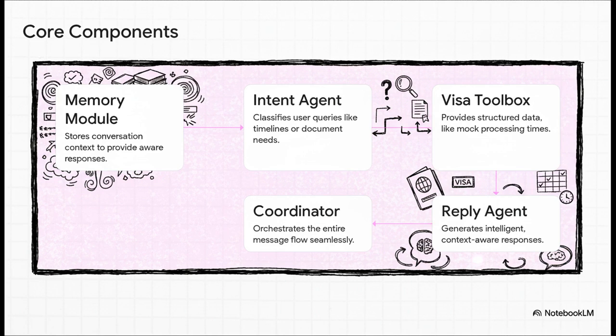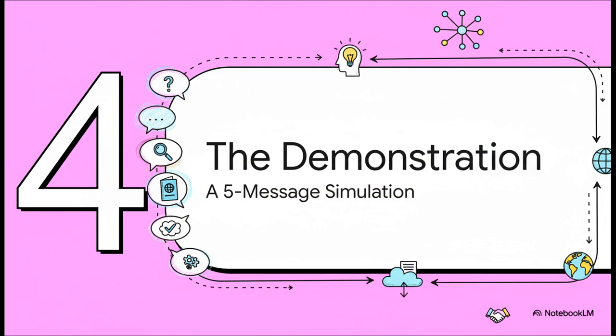Now, when you send a message, it first hits the intent agent. This is the brain that figures out, okay, what does this person actually want? Are they asking about how long it takes, what documents they need? Then, if it needs specific data, it can check the Visa toolbox. From there, the reply agent crafts that smart, context-aware response. And holding it all together is the coordinator, which basically acts as the conductor, making sure the whole orchestra plays in tune.